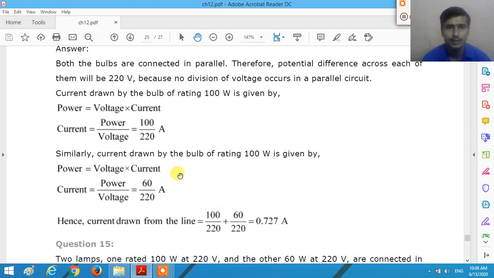Instead of this, if we find 100 divided by 220, we get the first current, and 60 divided by 220, we get the second current, and the total current is the sum of both the currents.